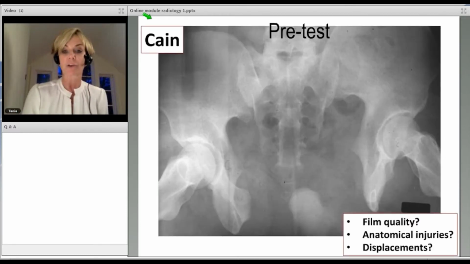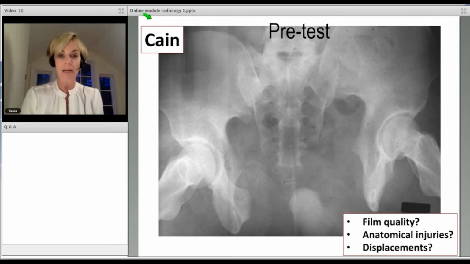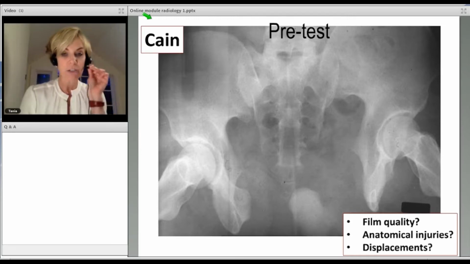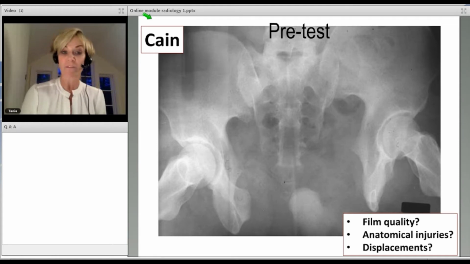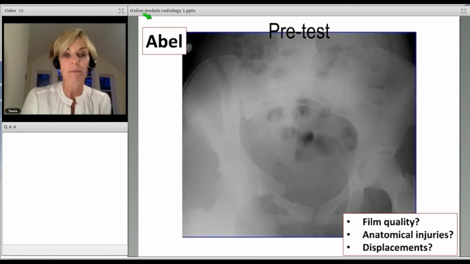We'll take Kane first. I want you to take a look at it and give me your sense of the quality of the radiograph. And then I want you to look at it and think to yourself, or even write it down, what are the anatomical injuries that this patient has suffered? And finally, after evaluating the radiograph, I want you to tell me what the displacement of the affected portions of the pelvic ring are. So in which direction and what vector of displacement has this patient suffered injury? And we'll do the same thing with Abel.